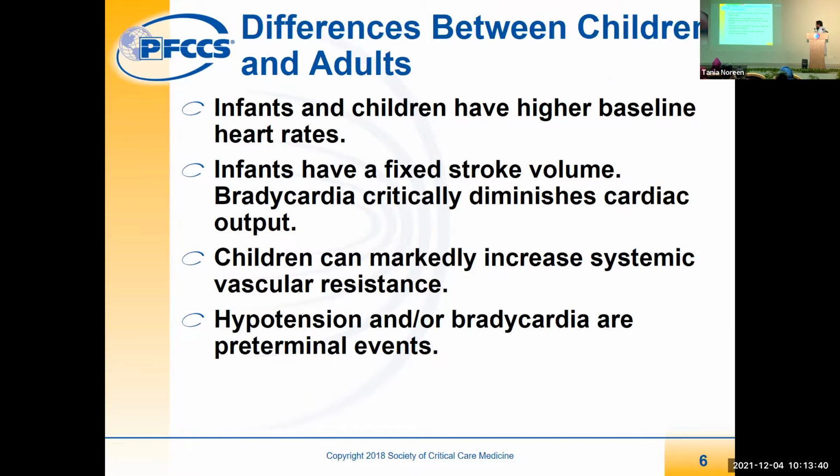Bradycardia, this is very important. In adults, heart rate is already low. But in the pediatric age group, if the heart rate is coming down, that is a pre-arrest phenomenon.